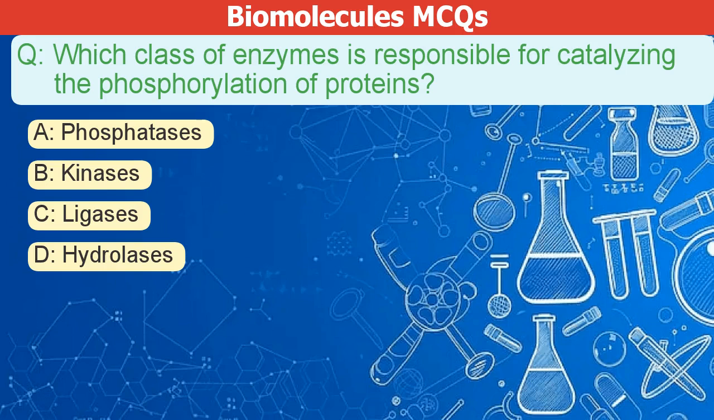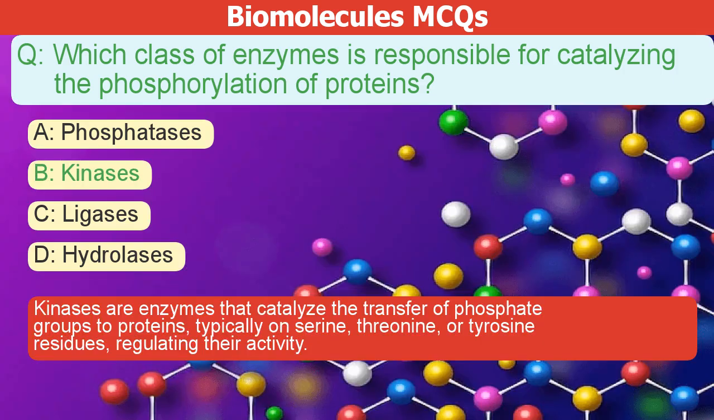Which class of enzymes is responsible for catalyzing the phosphorylation of proteins? A. Phosphatases. B. Kinases. C. Ligases. D. Hydrolases. The correct answer is B. Kinases are enzymes that catalyze the transfer of phosphate groups to proteins, typically on serine, threonine, or tyrosine residues, regulating their activity.